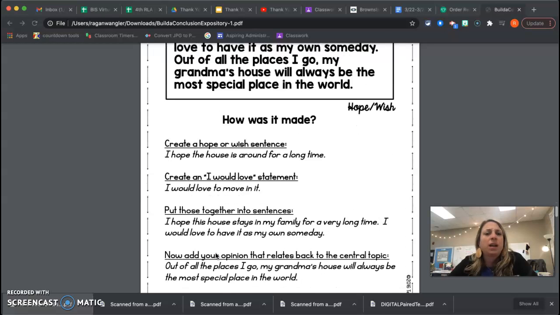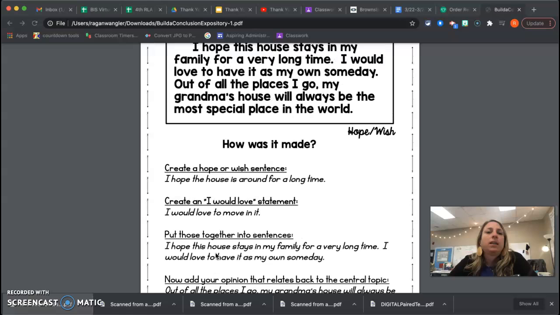This is the last one, another example. I hope this house stays in my family for a very long time. I would love to have it as my own someday. Out of all the places I go, my grandma's house will always be the most special place in the world. And so they're giving a hope or a wish. Like, I hope that this happens. Or you could give a wish like, I wish that everyone could have a grandma like mine. Or I wish that this house stood forever. Something like that. And then just restate it back to your topic.